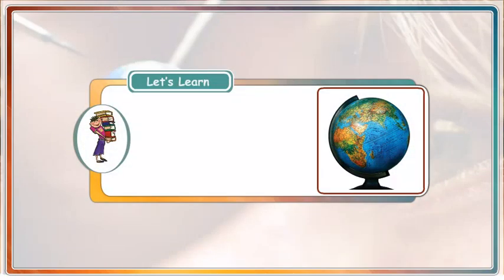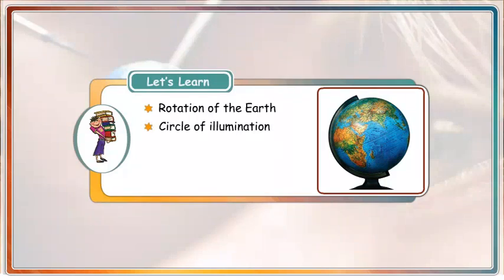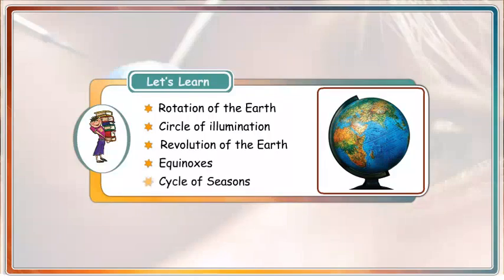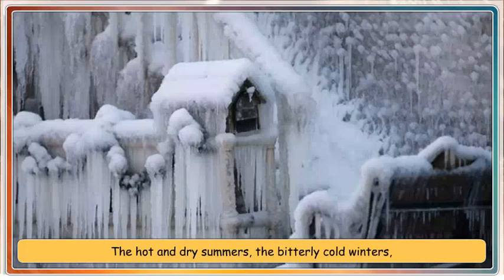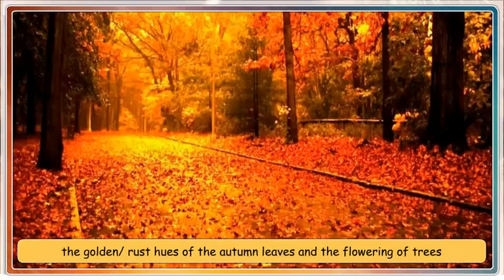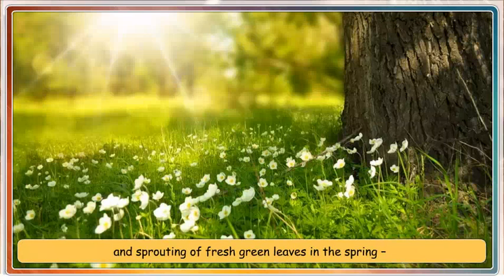Chapter 3: Motions of the Earth. Let's learn about the rotation of the Earth, circle of illumination, revolution of the Earth, equinoxes, and the cycle of seasons. The hot and dry summers, the bitterly cold winters, the golden or rust hues of the autumn leaves, the flowering of trees and the sprouting of fresh green leaves in the spring, all still tend to mystify children and adults alike.